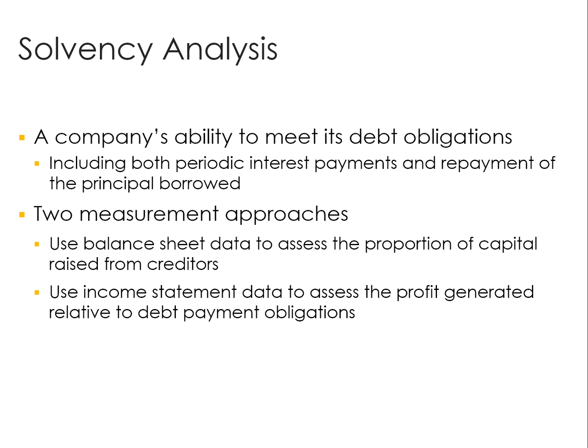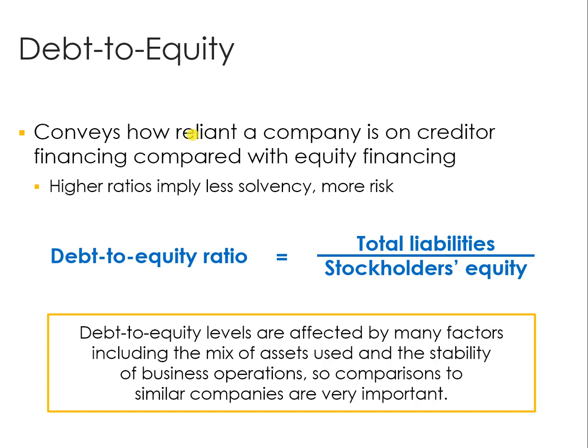Solvency measures a company's ability to meet debt obligations. In the long run, there are two measures. First is the debt to equity measure. The debt to equity measure basically measures the relative amount of liabilities compared to equity. High ratios suggest less solvency, because your liabilities are greater than your equity.